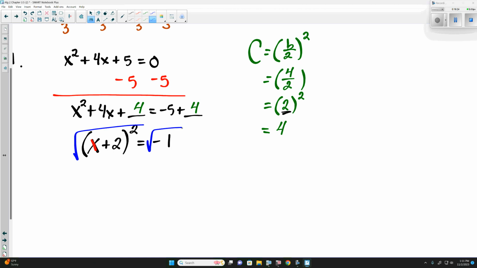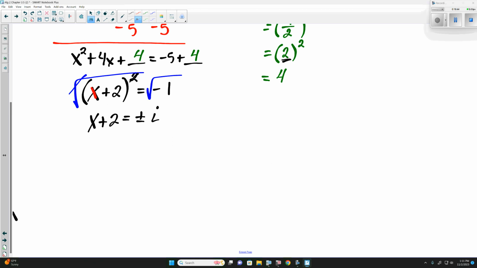Now we're going to take square root of both sides. Here the square root and square will cancel out, telling us that x plus 2 is equal to plus or minus 1i. Just i. Because by definition, i is the square root of negative 1, so we get this here. And lastly, we will subtract 2. That's it. Questions on any of this here?